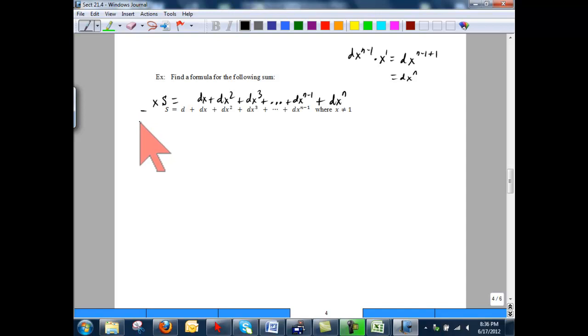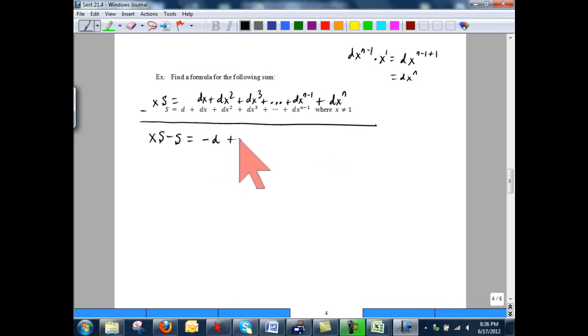And now let's subtract the bottom equation from the top again, and I get x times s minus s on the left, and on the right most of the terms cancel. The only ones that don't are the d, and it's minus d because it's on the bottom, and dx to the n, and it's positive because it's on the top.